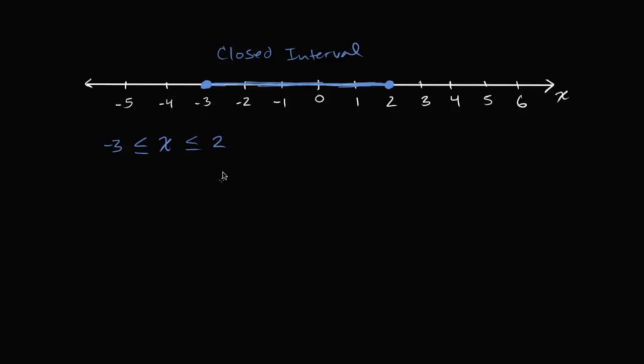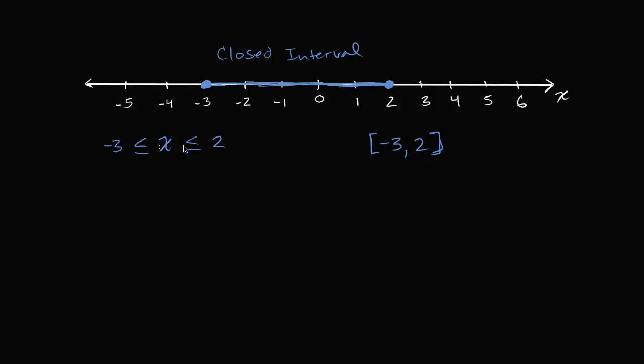Now another way that we could depict this closed interval is we could say, okay, we're talking about the interval between, and we could use brackets because it's a closed interval, -3 and 2. And once again, I'm using brackets here. These brackets tell us that we include, so this bracket on the left says that we include -3, and this bracket on the right says that we include +2 in our interval.